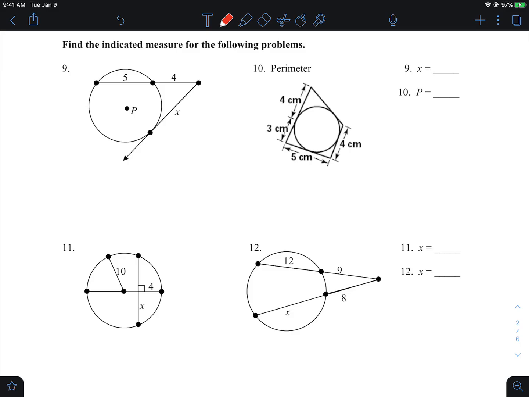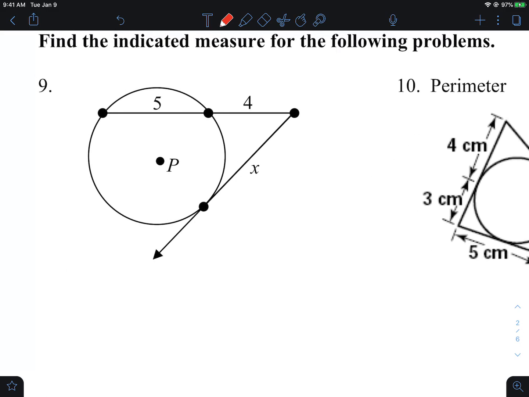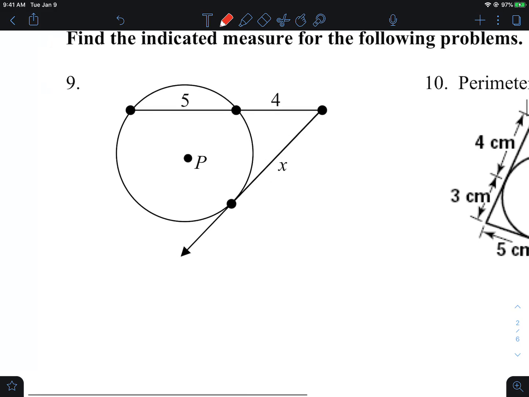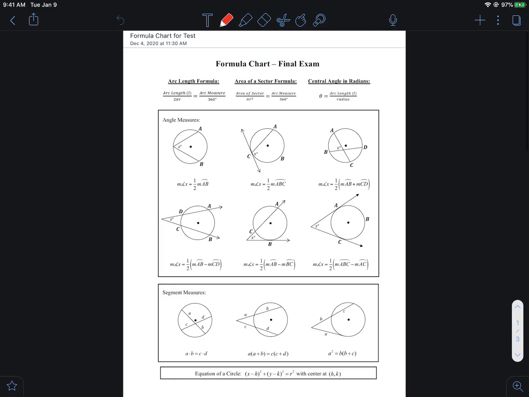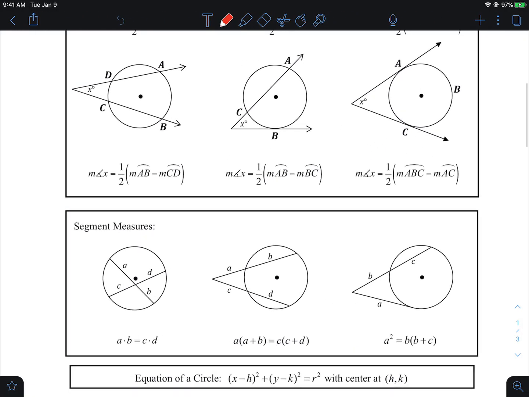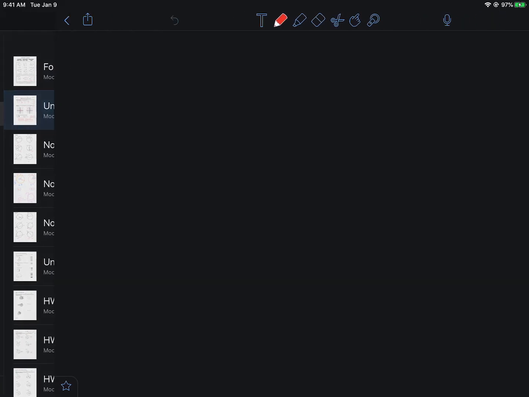All right, next one here. We have one of the problems here. This is on your formula chart. This is dealing with segment lengths. If you look at your formula chart, here, let me show you. That is going to be this formula right here. You got a secant line and a tangent line. We're finding one of those pieces right there.